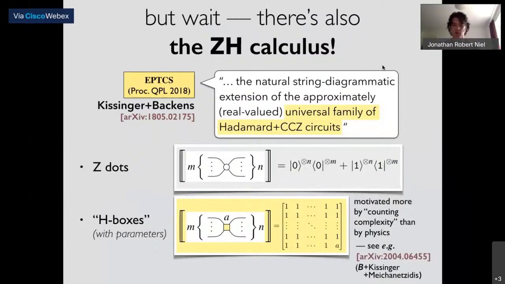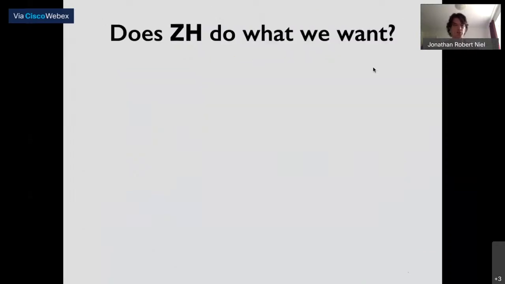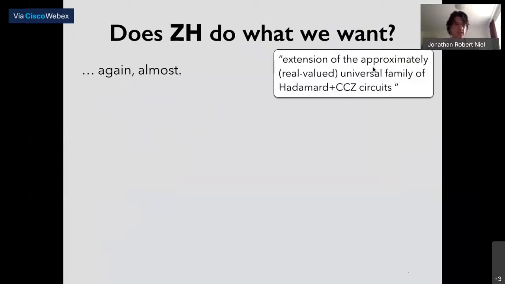We sort of see the power of the ZH calculus for reasoning directly about traditional classical computer science in this work that was presented by Konstantinos earlier this week. So does the ZH calculus do precisely what we want? Again, almost.